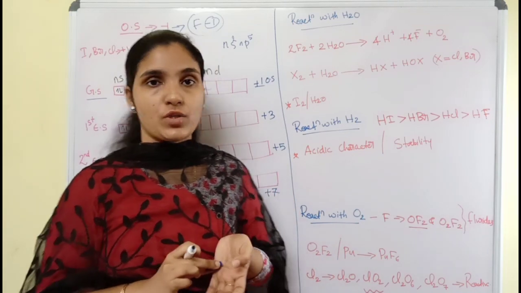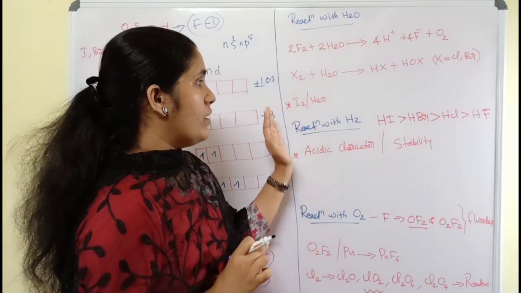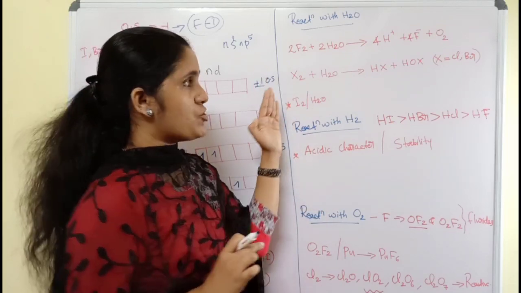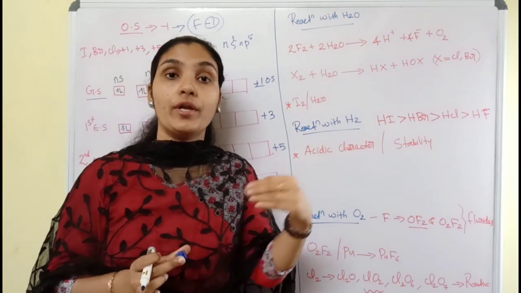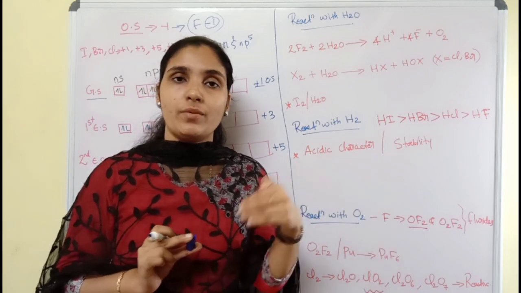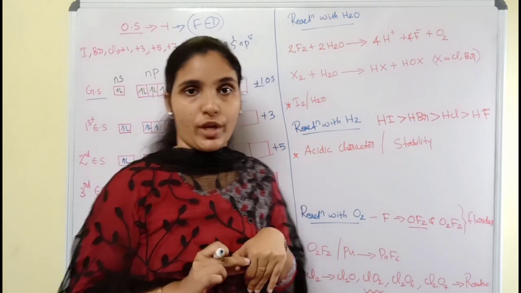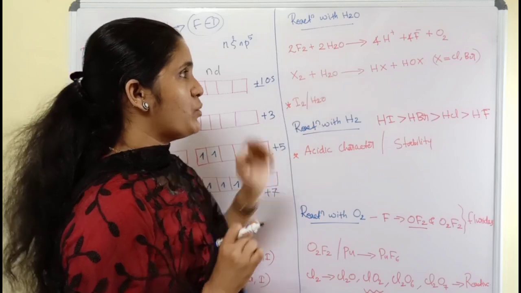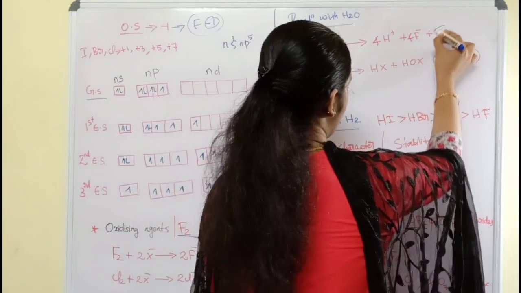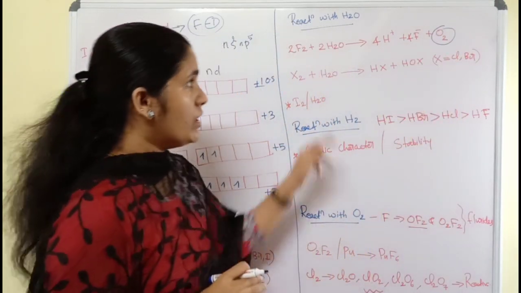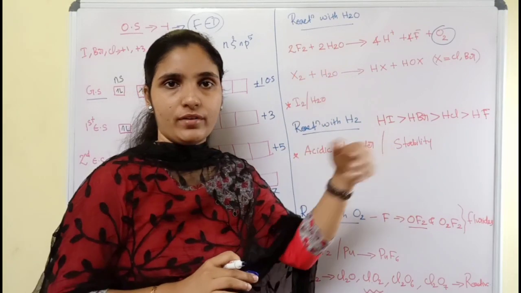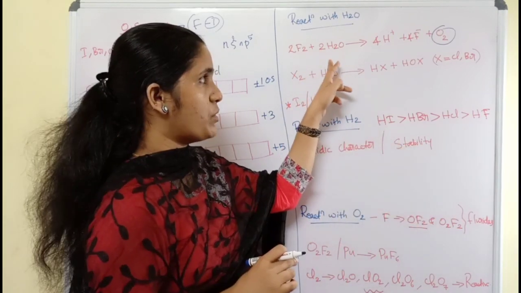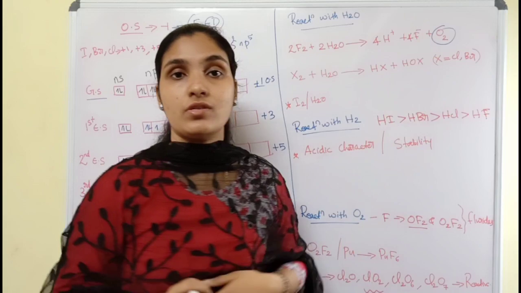How do halogens react with water? Normally the reaction is common for chlorine, bromine and iodine, but there is an exception in the case of fluorine. Fluorine reacts with water and produces oxygen gas. Note down that exception. Fluorine also reacts with water. They are soluble in water. They will react with water and liberate oxygen gas.